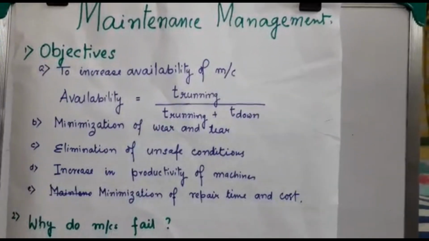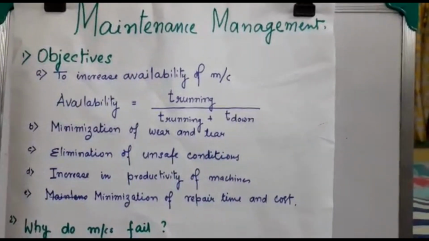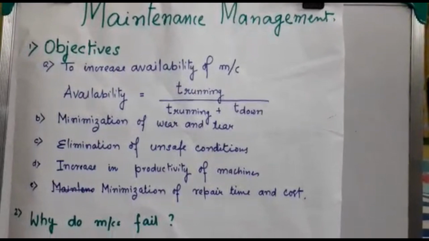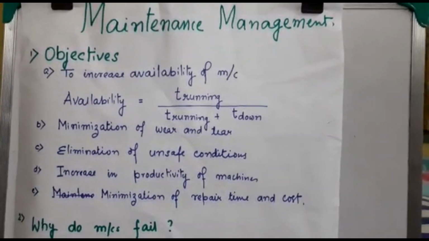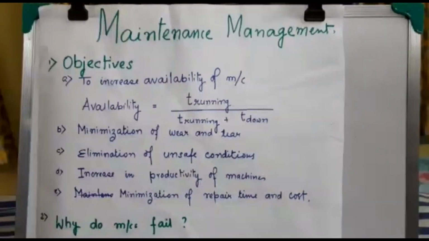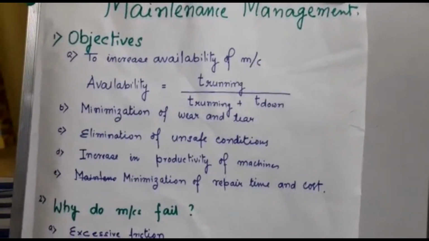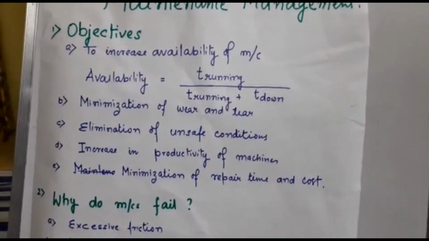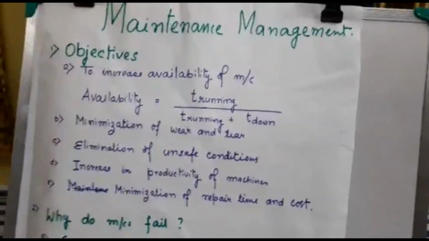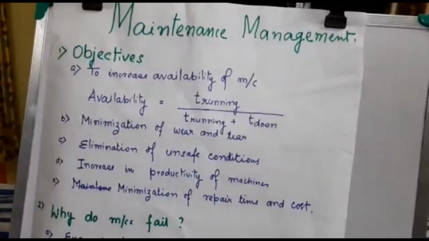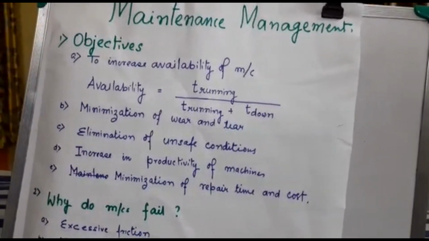Second objective of maintenance management is minimization of wear and tear and to increase the longevity of the equipment or the machine. Third is elimination of unsafe conditions that may cause accidents. That is very important from the safety side of the employees or the workers. So that is also to be seen, that the unsafe conditions are to be eliminated.